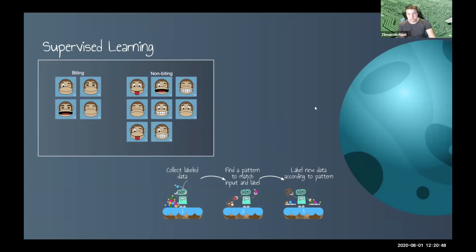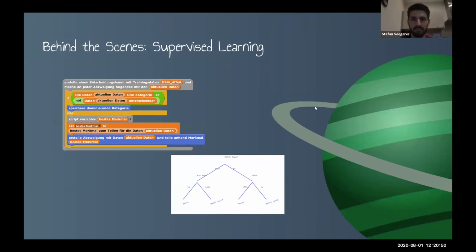And once more, we actually implement this supervised learning in Snap with decision trees to distinguish biting and non-biting monkeys for a lot larger data set. And as I see it, I took a German screenshot instead of the English one.